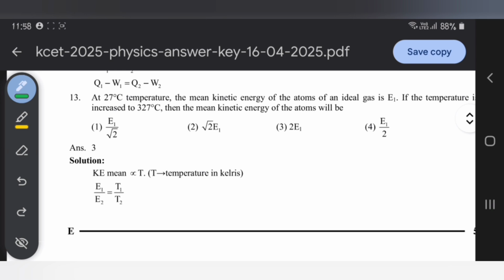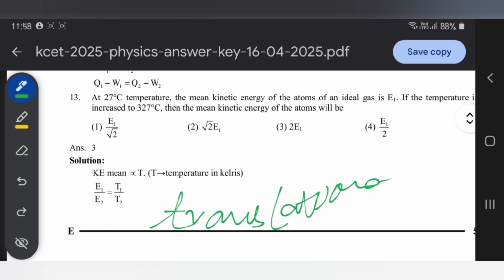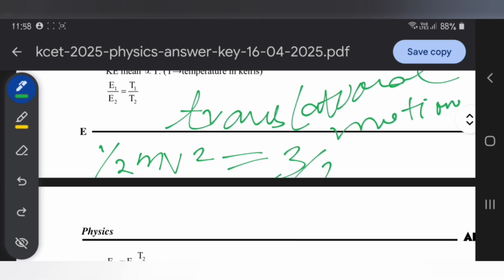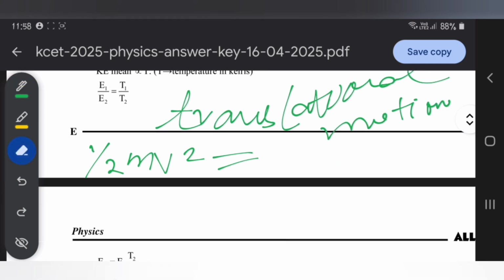Why? Because if you know these two particular formulas, that's enough. In case of translational motion, you've studied this, right? What have you studied? Half mv square is nothing but 3 by 2 kT.